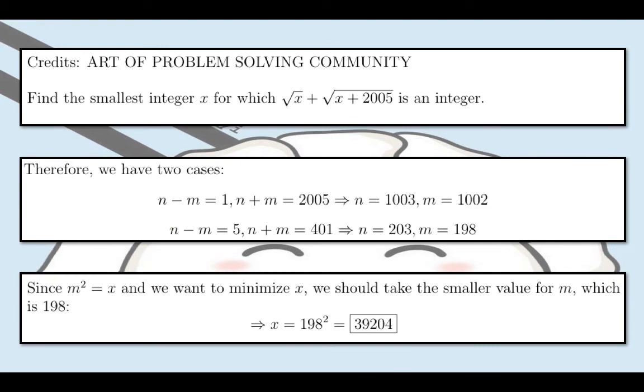Since we're asked to find the smallest integer x, we should take the smaller value of m, since we had the representation m squared equals x. Therefore, we substitute m equals 198 into the equation. This gives us that x equals 198 squared, and then evaluating that, we're going to get 39,204. And this will be our final answer.